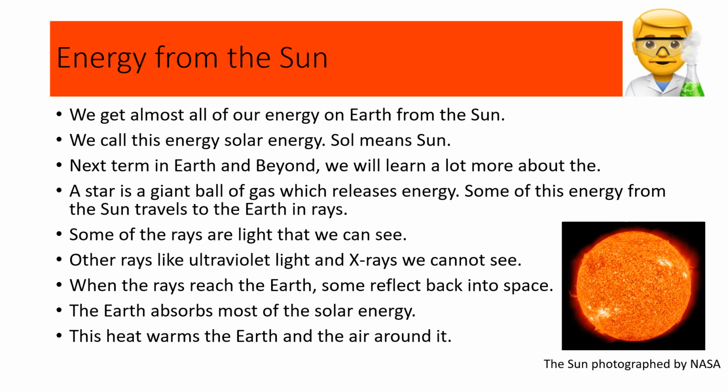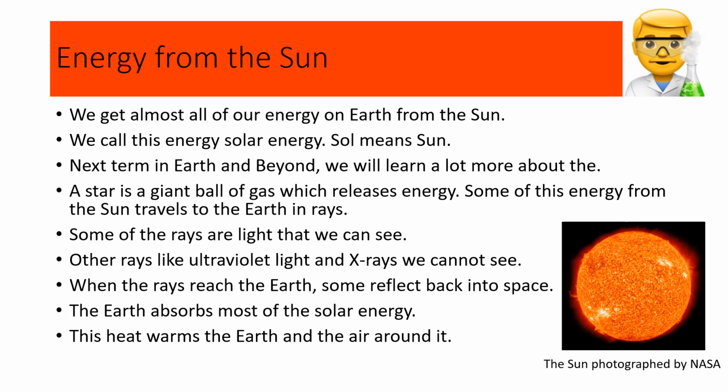Energy from the sun. We get almost all our energy on Earth from the sun. We call this energy solar energy. Sol means sun. Next term in Earth and Beyond, we will learn a lot more about that. A star is a giant ball of gas which releases energy. Some of this energy from the sun travels to the Earth in rays. Some of the rays are light that we can see. Other rays, like ultraviolet light and X-rays, we cannot see.